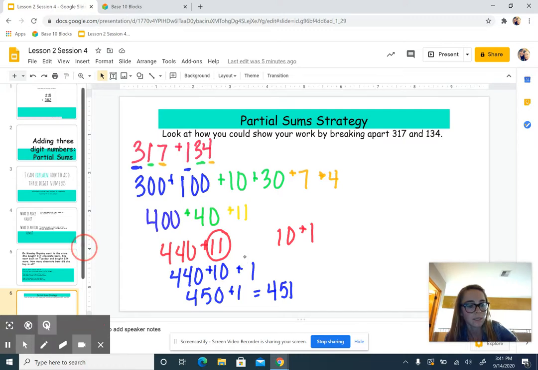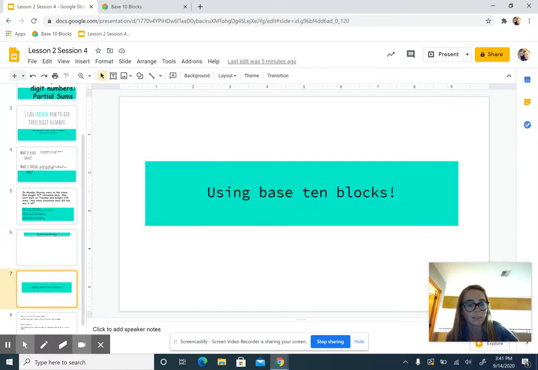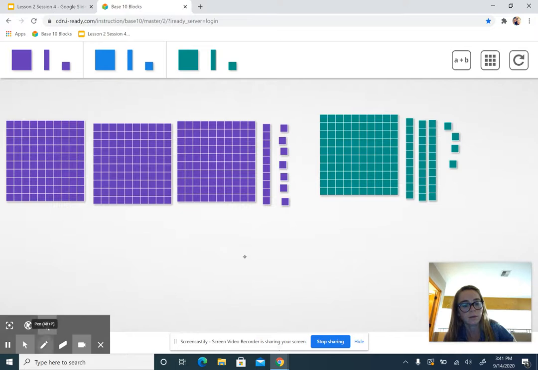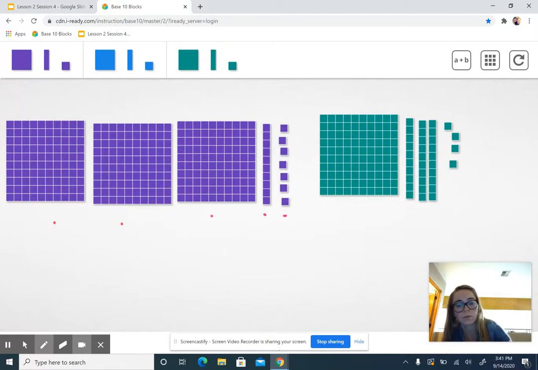I want you to take a quick second, and we are going to look at base 10 blocks. We're going to see how these two numbers look when we add them together using these tools. So here I have 314. I have 3 hundreds for 300, 1 ten and 7 ones. So I have 317, and I have 1 hundred over here, and I have 3 tens for 30 and 4 ones, and this makes 134. And this is 317. So I just broke it apart by hundreds, tens, and ones.